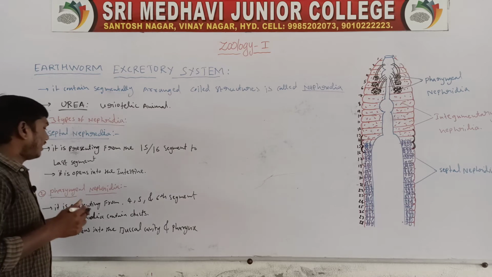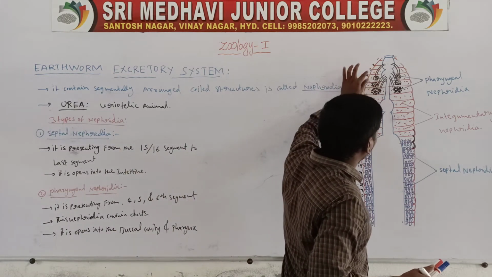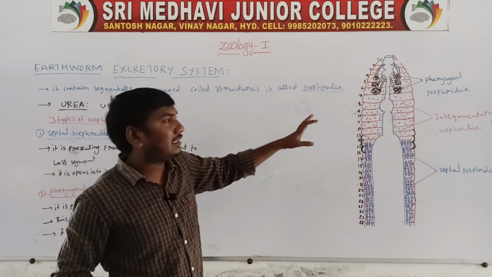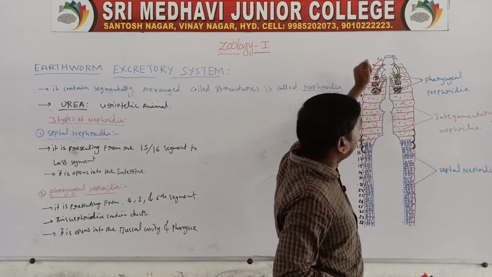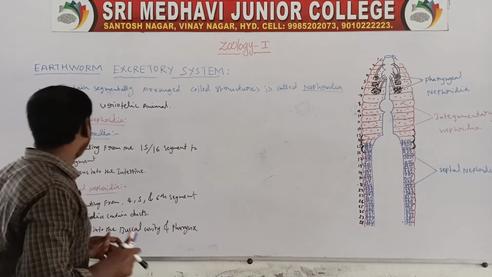So these are the pharyngeal nephridia. They are present on the 4th, 5th and 6th segments. These nephridia contain tubes, and these tubes open into the buccal cavity and pharynx.